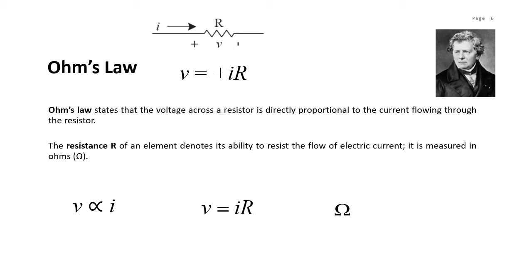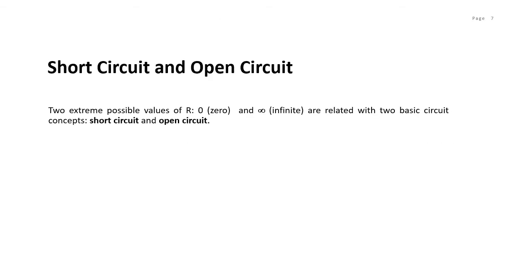If the current flows from lower potential to a higher potential, then it will be V equals minus IR. If we look at the value of R with its two extreme possible values, meaning that it can range from 0 to infinity, there will be two different scenarios that will happen.